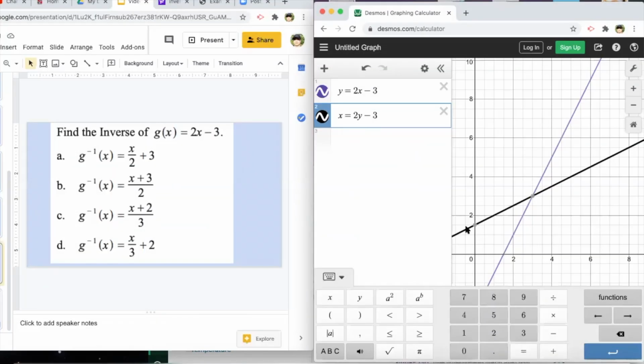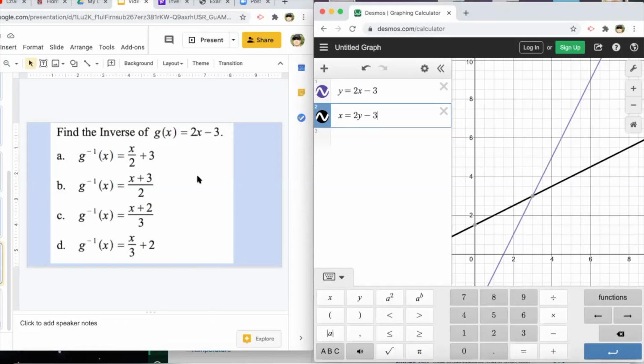Now, after determining the line of the inverse function, all we are going to do is check which of the options here will definitely trace the black line. Okay, so if we try letter A, instead of writing g inverse of x, I would just say y. So I could change that to y equals x over 2 plus 3, and you notice the red line never touches the black line, or never traces the black line, so A is not the answer.